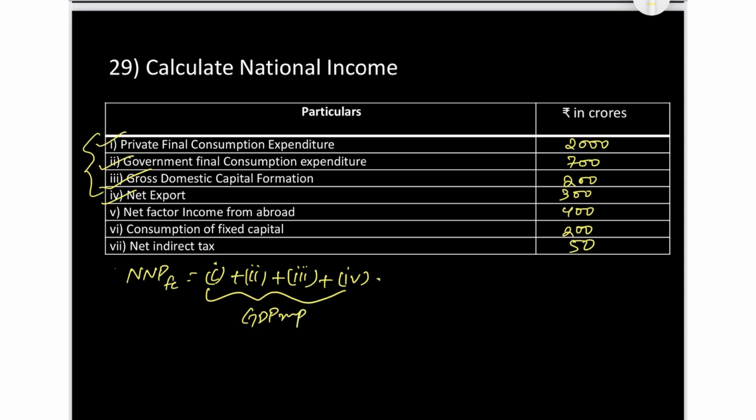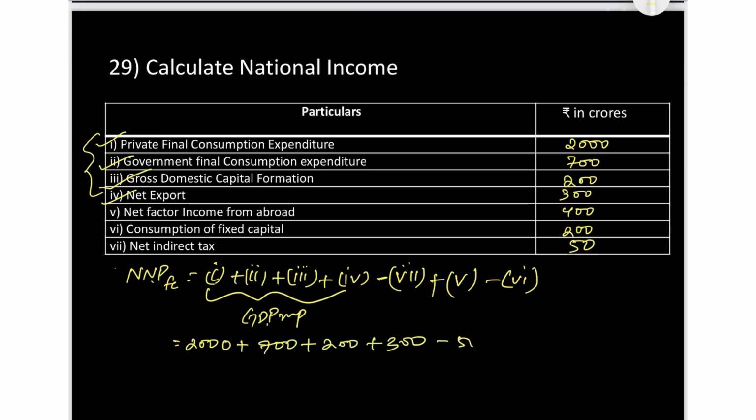From gross to net is minus net indirect taxes, 7, right? Then plus NFI will give us domestic to national, okay, domestic to national, and from gross to net is minus depreciation. So let's put in the value: 2000 plus 700 plus 200 plus 300 minus 50 plus 400 minus 200.